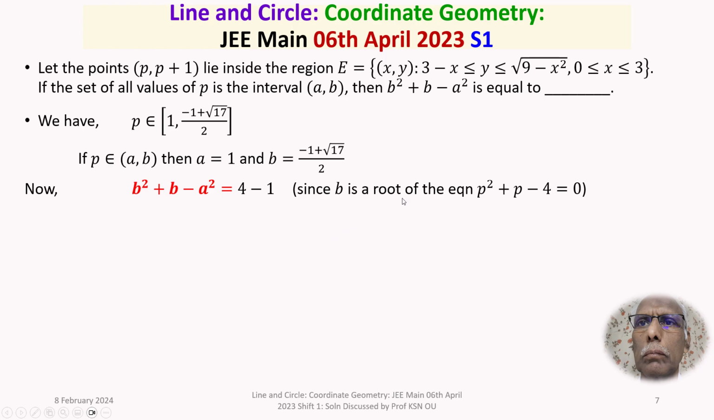Did you follow this? So b is minus 1 plus root 17 by 2, and b square plus b is 4. How? B is minus 1 plus root 17 by 2, which is none other than beta. And we know beta is a root of p square plus p minus 4. Therefore, b is a root of this one. So, therefore, b square plus b minus 4 is equal to 0. Therefore, b square plus b is equal to 4. 4 minus 1, 3. So, the answer is 3. That's what is wanted in the question. B square plus b minus a square is equal to 3. So the answer is 3. It's a numerical type. Its answer is 3.